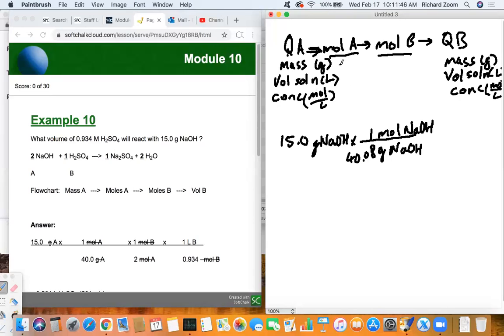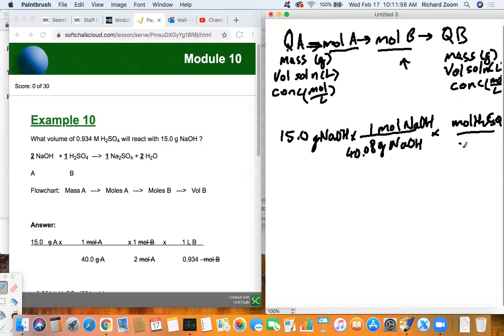So now that we've got moles of NaOH, we want to find moles of H2SO4. So I'll put moles of H2SO4 on top, and then moles of NaOH go on the bottom. And that'll cancel. The relationship here is 2 moles of NaOH to 1 mole of H2SO4. So this is where I'm at. Here is moles of H2SO4.